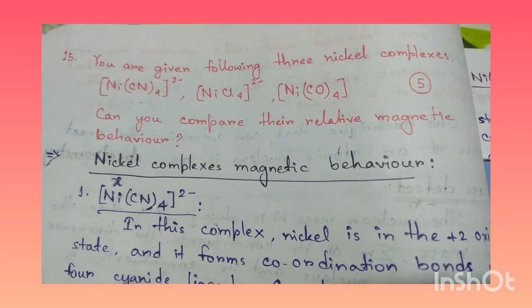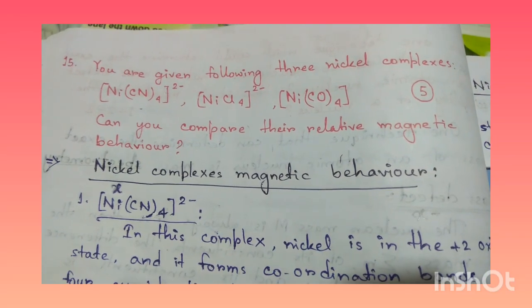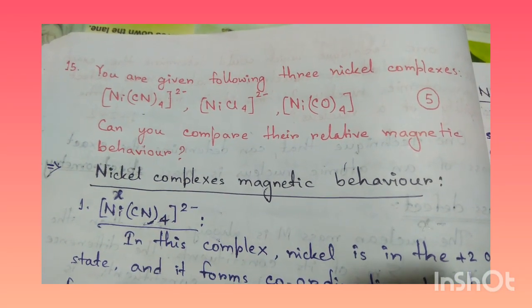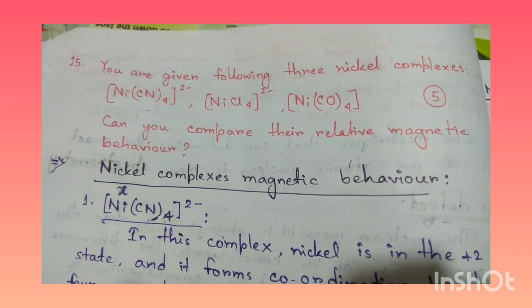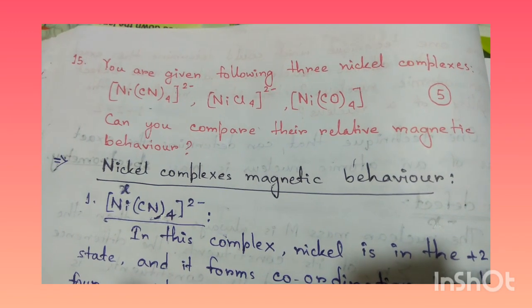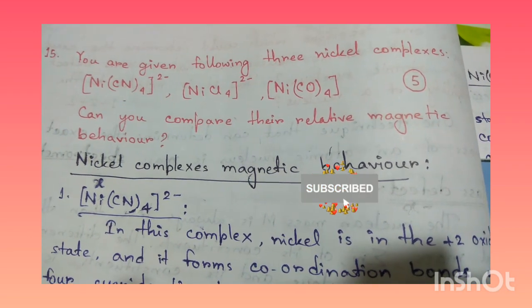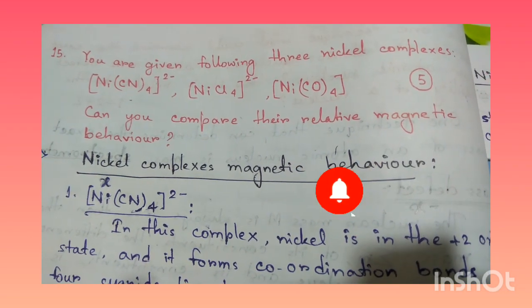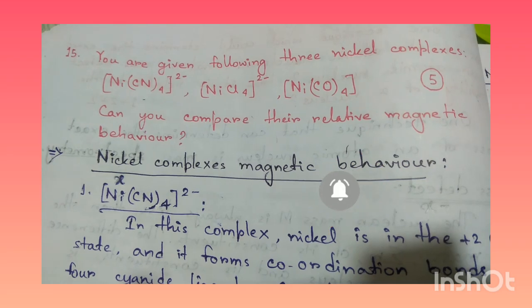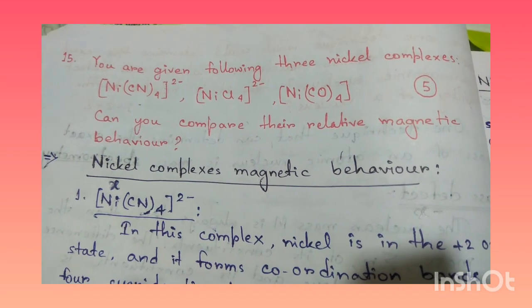Question number 15. You are given the following three complexes: Ni(CN)4 2 minus, NiCl4 2 minus and Ni(CO)4. Can you compare their relative magnetic behavior? It is quite interesting. I hope you like it.